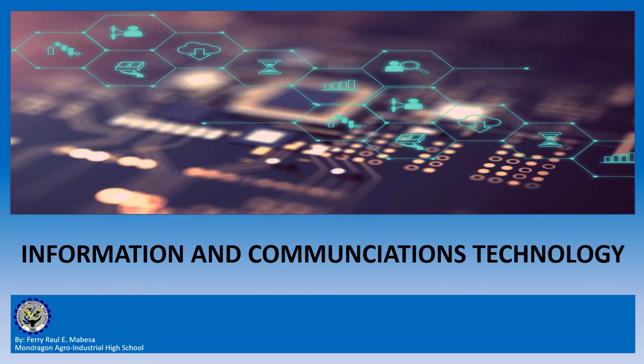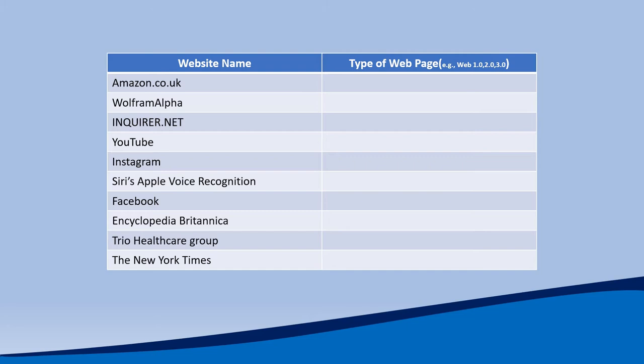And that's just it. That was all about information and communications technology. We've learned about the features of Web 2.0, the World Wide Web, and the types of web pages: Web 1.0, 2.0, and 3.0. So I prepared here 10 websites, and what you're going to do is search these websites and classify or determine what type of web pages they are. Say for example, Wolfram Alpha: is it Web 1.0, 2.0, or 3.0? I'll give you 10 minutes for this.